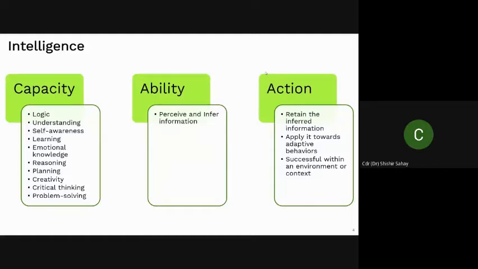There's a lot of data, but is there any information in that? Think about it. Then action. So you have the capacity for, blah blah blah, ability to do this, and then action. So what does action mean? It means retain the inferred information. So you had information, you made some inferences from that information, and you retained it. That is also important. And then, as if you made an essence of the entire information, and then you have applied it. And again, the keyword: towards adaptive behavior.